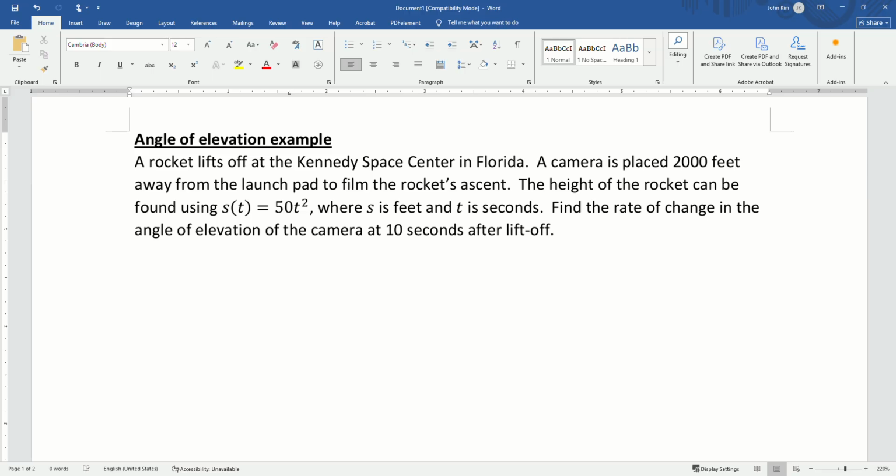Anyways, so the rocket lifts off at Kennedy Space Center in Florida. A camera is placed 2,000 feet away from the launch pad to film the rocket's ascent. The height of the rocket can be found by s of t equals 50 t squared, where s is in feet. So this is the position function as it's lifting off vertically, and t is in seconds. Find the rate of change in the angle of elevation of the camera at t equals 10 seconds after liftoff.